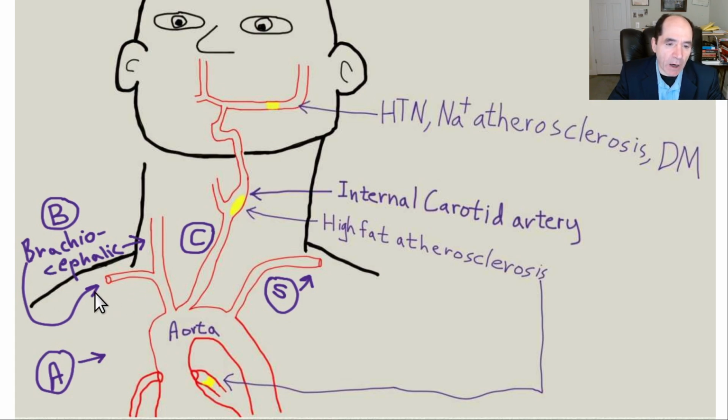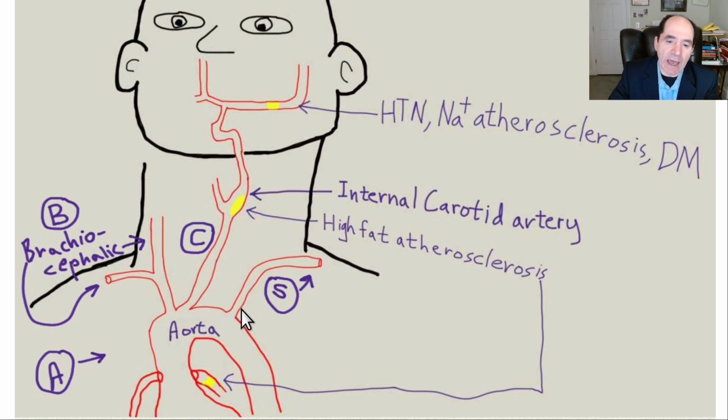Brachial means to the arm. Cephalic means up to the brain. That's the right carotid artery. This would be the right subclavian. The C right here is for carotid because the left carotid artery typically comes off separately. As a matter of fact, it can sometimes come off the brachiocephalic. That's called the bovine arch. It used to be relevant when we used to do a lot of catheter arteriograms. I did about 500 cerebral arteriograms back in the old days.